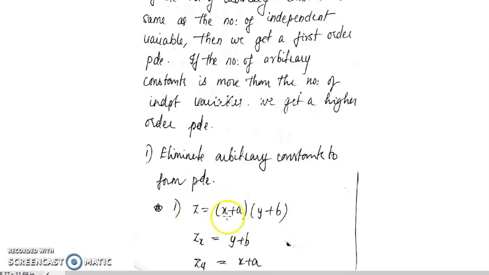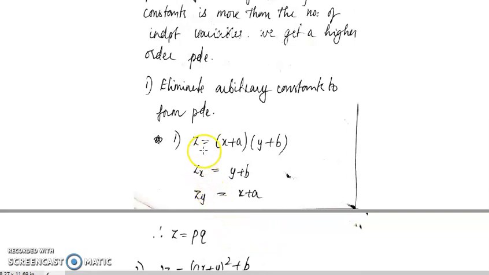Okay. So if you have z equal to (x plus a) into (y plus b). Here you can see that x and y are independent variables, so there are two independent variables, and a and b are arbitrary constants. So both the numbers are equal. When you find zx, zx will be y plus b and zy is x plus a. So you can directly substitute here. So the equation is z equal to zx into zy, which is equal to pq. Therefore the PDE is z equal to pq.